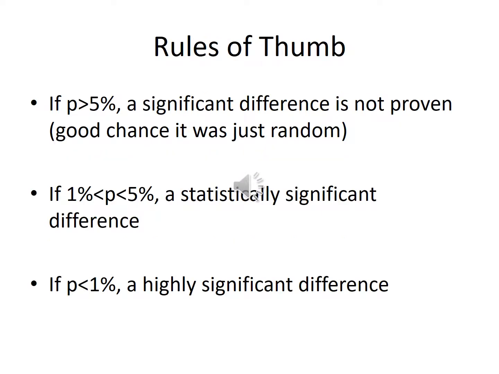A good rule of thumb is p is greater than 5%. You generally don't take that as being proven because there's a good chance, more than a 1 in 20 chance, that was just random variation. If it goes from 1 to 5%, we call that statistically significant. And we would probably pull the trigger on that one. But if it's less than 0.1%, man, it's probably not random chance at all. Something's actually happening.